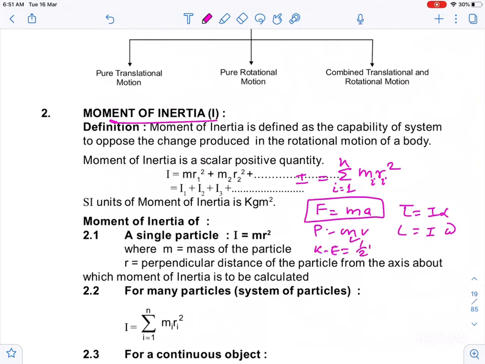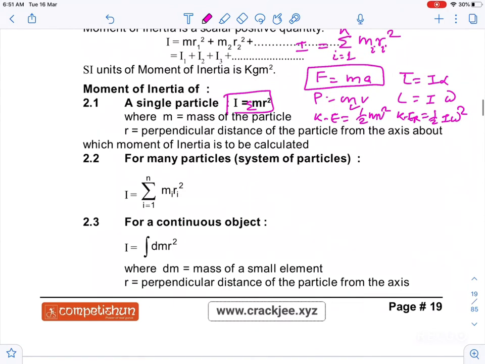Even kinetic energy you can write as half mv square. So rotational kinetic energy you can write as half I omega square. All these things resemble each other. So moment of inertia is the summation of mi ri square, like this. For continuous bodies, moment of inertia is the integration of dm r square.